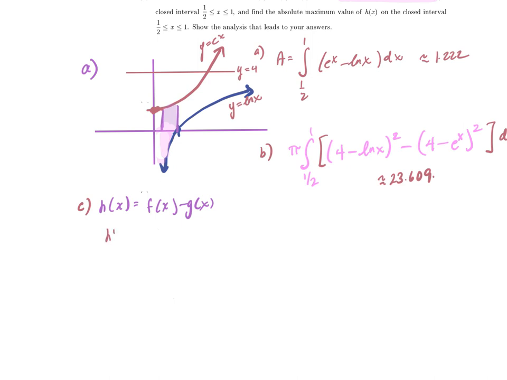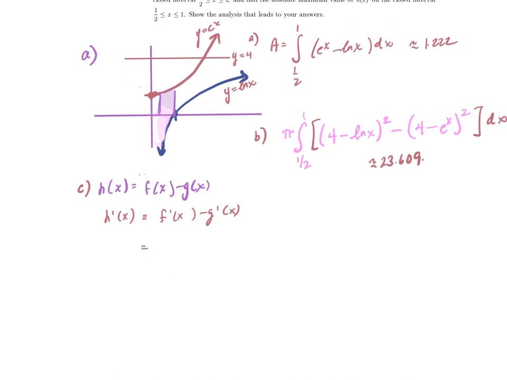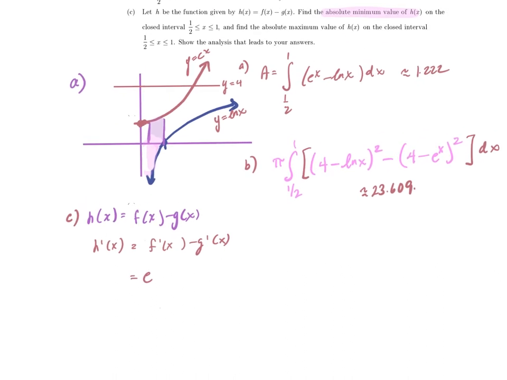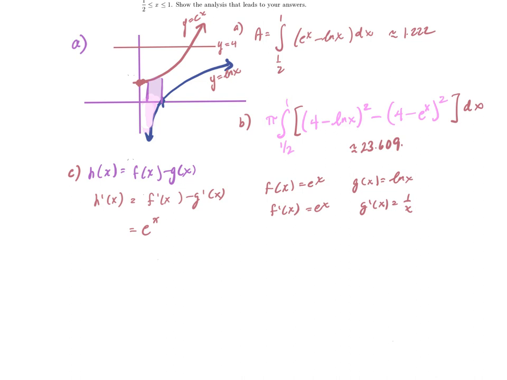So h prime of x equals f prime of x minus g prime of x. And then remember, we set that equal to 0, okay? So e to the x, because if f of x is e to the x, then f prime of x equals e to the x. And if g of x equals ln of x, g prime of x is 1 over x. Okay, so I'm just going to do f prime minus g prime. So minus 1 over x.